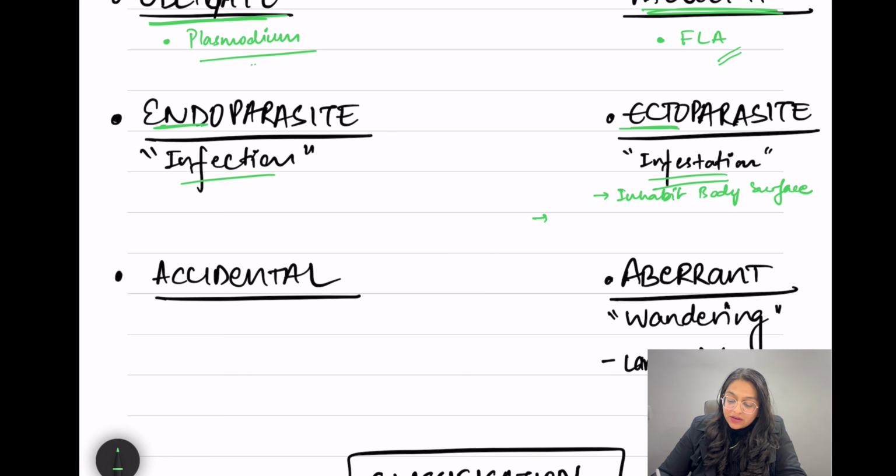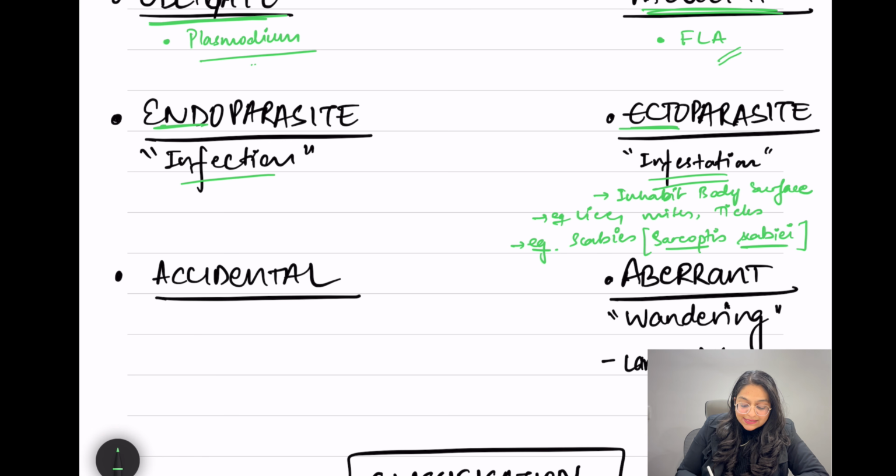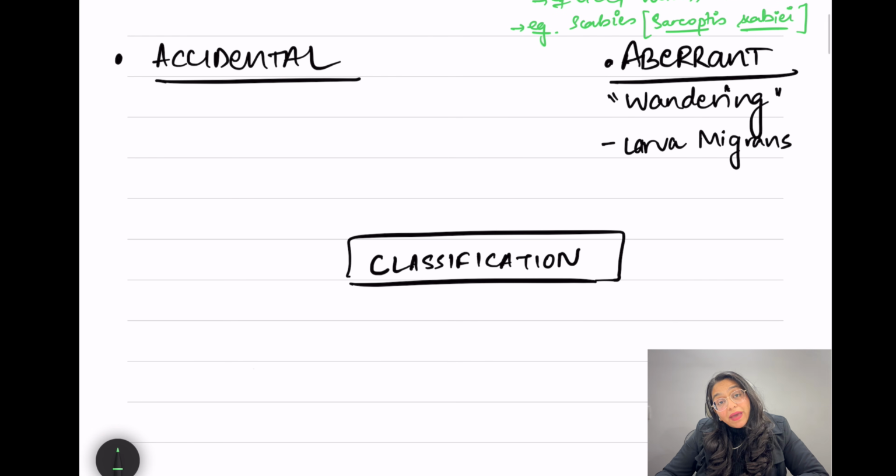So examples are your lice, mites, ticks. These all simply inhabit the body surface, they do not enter our cells, so they are ectoparasites which cause infestation. What is an important disease? Scabies. Scabies is a very important disease in children. It is caused by the ectoparasite Sarcoptes scabiei.